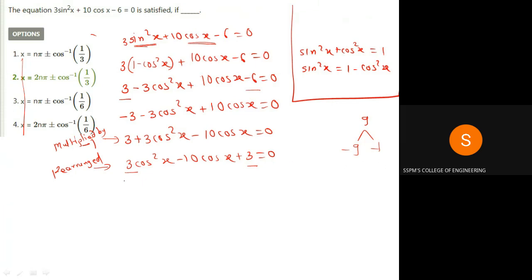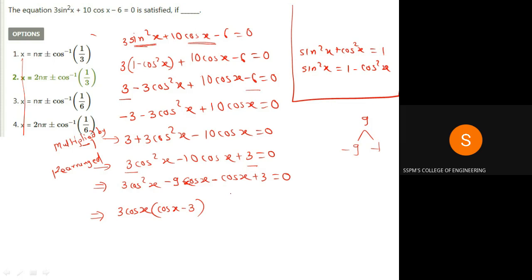How do we split it up? So 3 cos square x minus 9 cos x minus 1 cos x plus 3 is equal to 0. Now we will do the next calculation. What can we take as common? 3 cos x. What is remaining inside the bracket? Cos x minus 3.